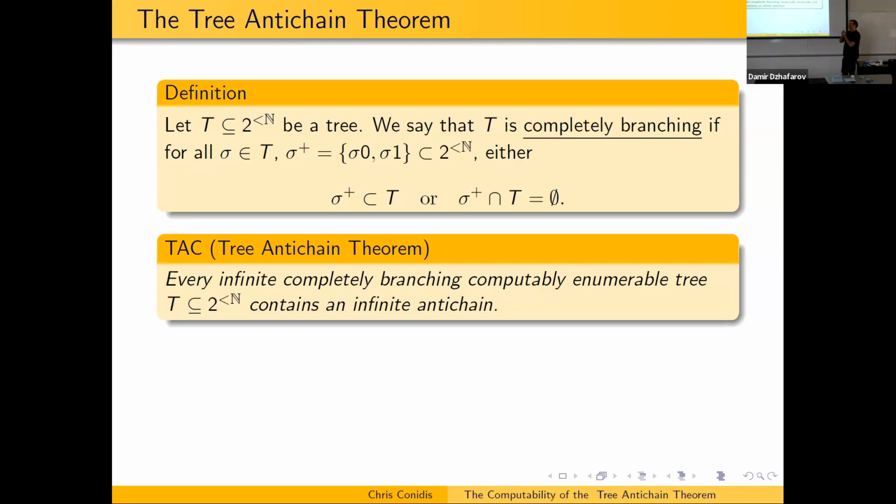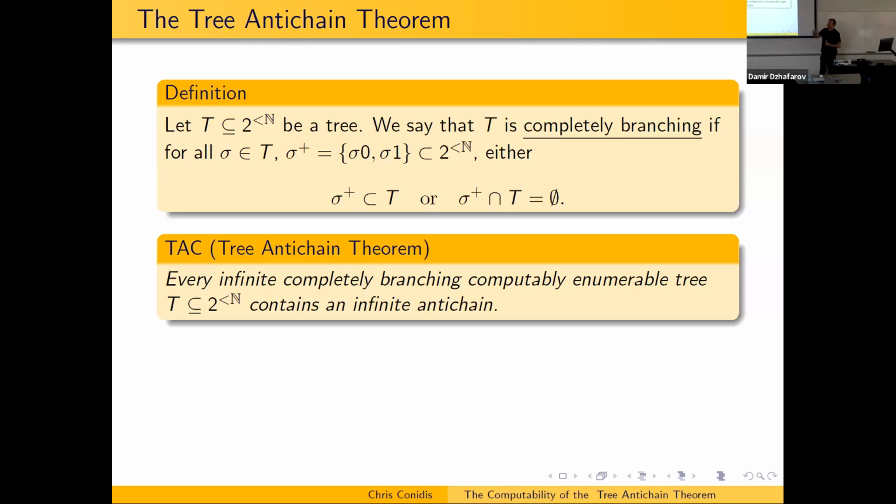But that decision is not decidable, and it's not uniformly decidable whether or not the given node splits. These trees are a bit more interesting computationally. You add that little bit of complexity where you don't know in advance if a node's going to split or not. Those turn out to be more interesting computationally. But every infinite completely branching computably enumerable tree contains an infinite antichain.